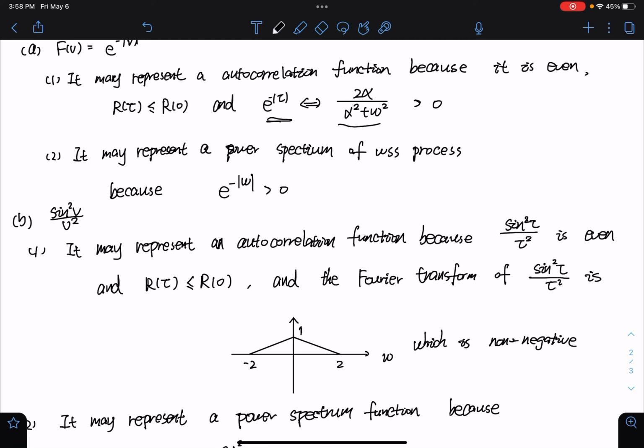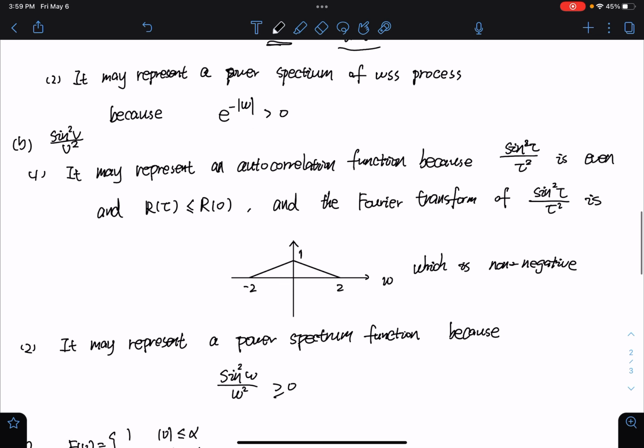Second, if we have F(v) equals sine squared divided by v squared, it also may represent an autocorrelation function because this function is even, as we have squares on both top and bottom. We also have R(tau) smaller than R(0) because R(0) is the largest value of this function, and the Fourier transform is like this. From the graph, we can also find that it is always non-negative.